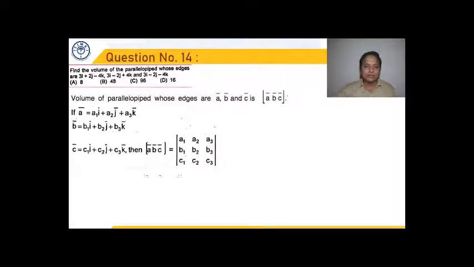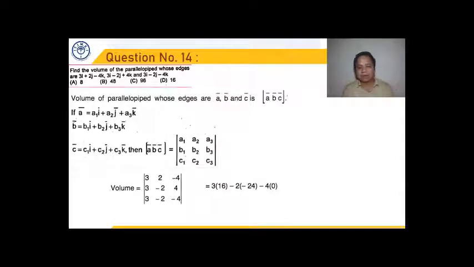So it comes out to be, first vector is 3i plus 2j minus 4k. So coefficients are 3, 2, minus 4. Second vector is 3i minus 2j plus 4k. So 3, minus 2, 4. And third vector is 3i minus 2j minus 4k. So 3, minus 2, minus 4. I will be solving this determinant. It says 3 into 8 plus 8, 60. Minus 2, we are solving along the first row. Minus 2. So minus 12 minus 12, that is minus 24.